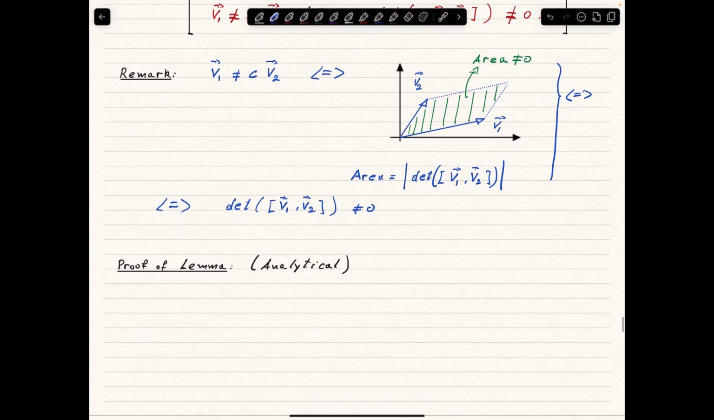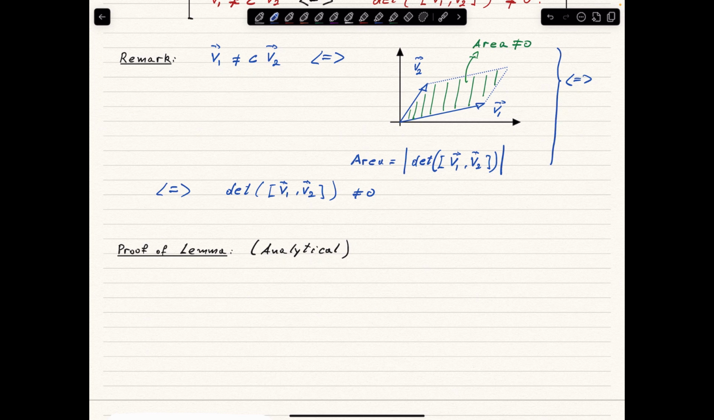So let's start introducing our hypothesis. We know that V1 is not proportional to V2. And this analytical proof has several parts, but we are going to go only on one part because it's simpler. This is the part where all the components of the vectors, the 4 components of the 2 vectors, are all non-zero. It's easy this way.